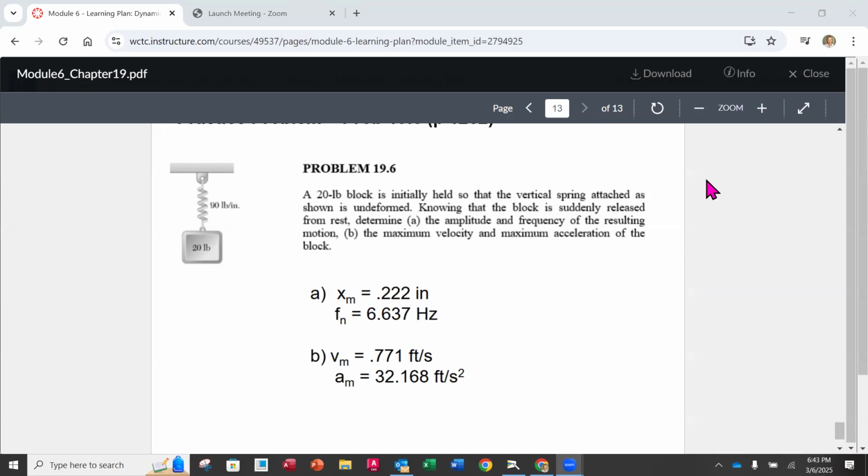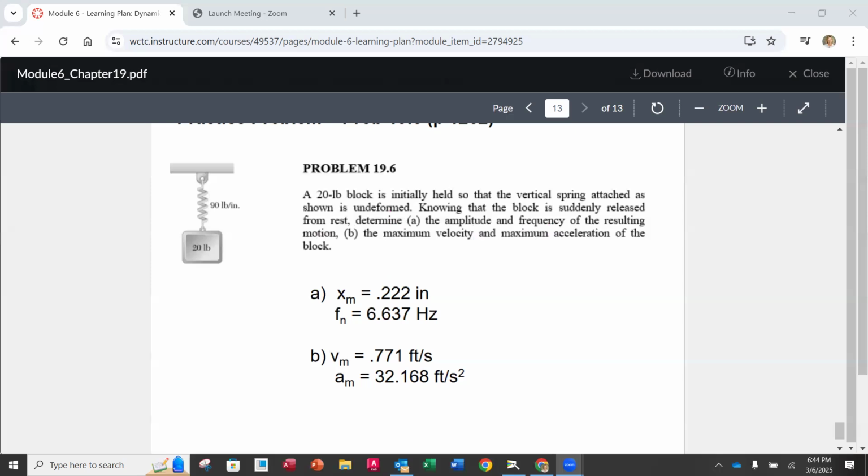The problem over on the left-hand side, or the illustration, is a 20-pound block initially held so that the vertical spring attached is shown as undeformed. Right now, before we let the block hang, the spring is in its undeformed state. It hasn't stretched out yet due to the weight of that block. Knowing that the block is suddenly released from rest, determine the amplitude and the frequency of the resulting motion, and the maximum velocity and maximum acceleration of the block.